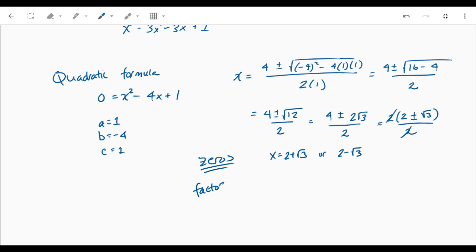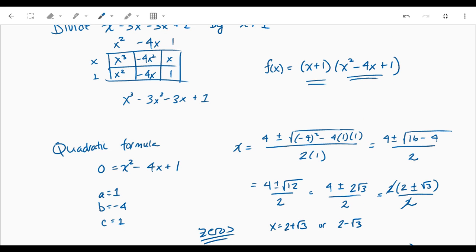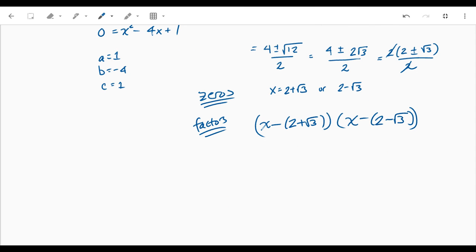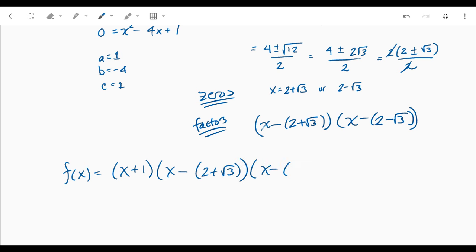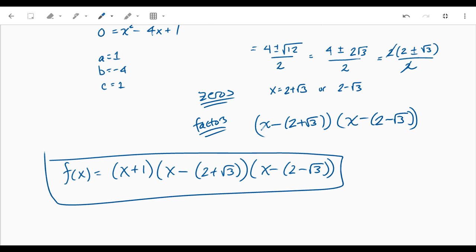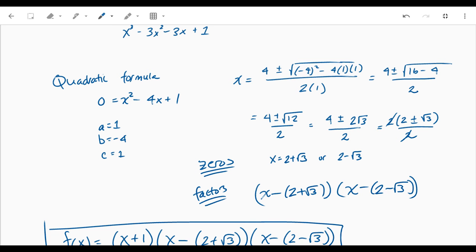So then your factors are x minus 2 plus the square root of 3 and x minus 2 minus the square root of 3. Okay, and now we need to include our original factor, the x plus 1, to put it all together. So f of x is x plus 1, x minus 2 plus the square root of 3, and x minus 2 minus the square root of 3. That's a lot to chew off there. Okay, but you're going to follow those steps for every problem like this.